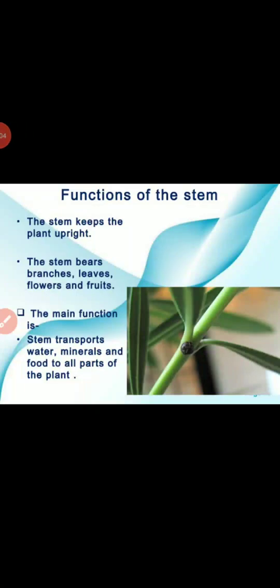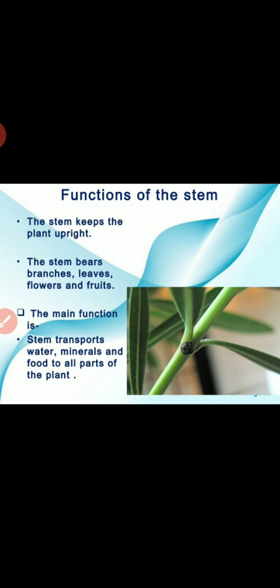Now take out your science textbook and open lesson number 7, Getting to Know Plants. So dear children, as you know, we have already started the function of leaves and leaf structure, their venations. First of all, let me remind you about the stems.